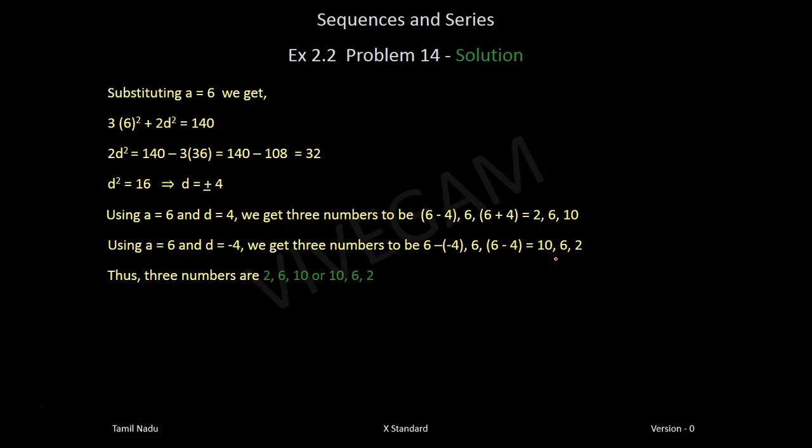So you have two sets like the previous problem, because d appears as d square, so you'll have two values. As usual, the key is to assume the three terms to be a minus d, a and a plus d, add them up and equate to the given value. Then, for the sum of the squares, take (a minus d) the whole square, a square and (a plus d) the whole square, the squares of the three terms, add them up and equate to the given value. Solve these two equations to get the values of a and d. Once you get a and d, you can write those three numbers.